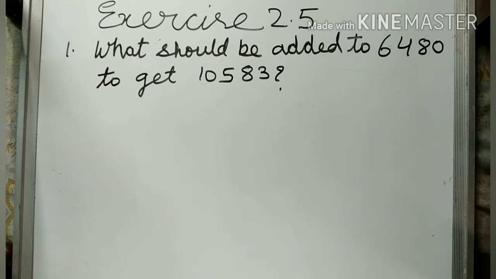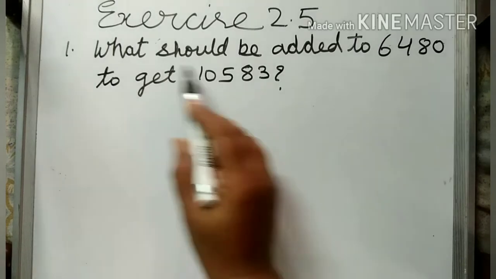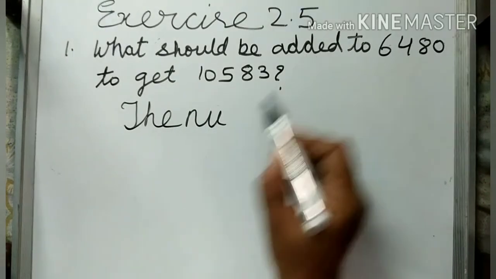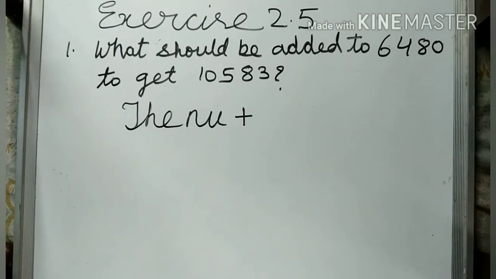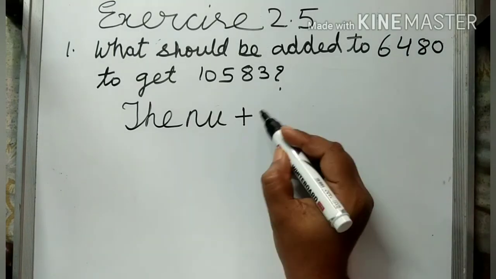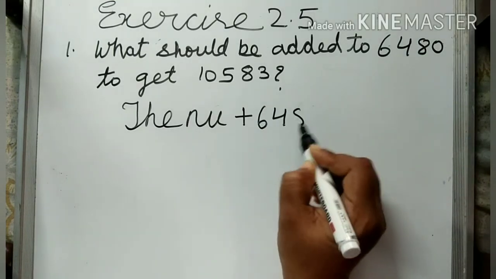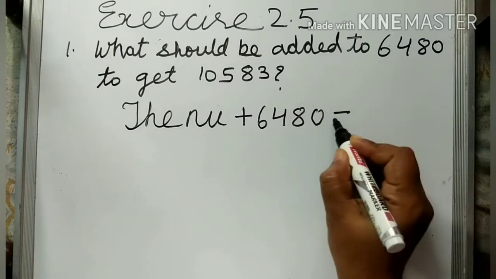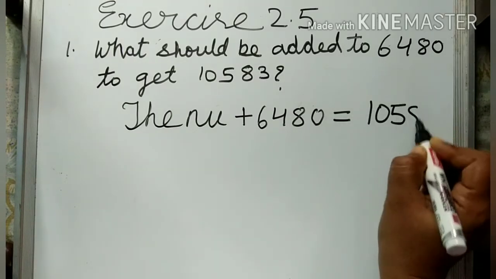Exercise 2.5, question number 1. What should be added to 6,480 to get 10,583? So we arrange this equation according to the question that what should be added means the number added. So we put the sign of addition to which number, 6480, to get means the answer is 10,583. So result is 10,583.